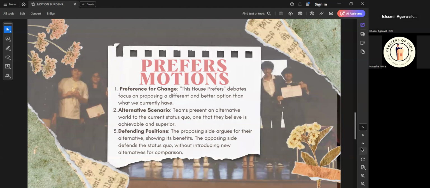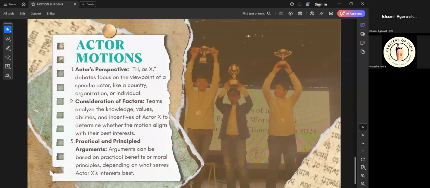Now, the last type of motion is the actor motion, which Naisha will explain. Okay, so an actor motion looks like this: this house as X will do ABC. So in a debate, let's just understand this motion with an example as that would be easier. So this house as a developing country would prefer taking loans from China rather than Western countries. So in this type of motion, the actor is a developing nation as they are the ones acting upon the situation.